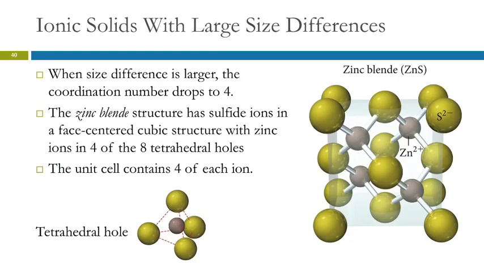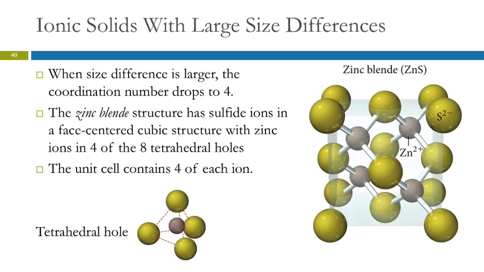If you have large size differences, you're going to end up with a lower coordination number. The example here is zinc sulfide, which is a mineral known as zinc blende. What happens here is the sulfide ions are taking on a face-centered cubic. There's one of the faces, and there's the one in the center. Face-centered cubic.